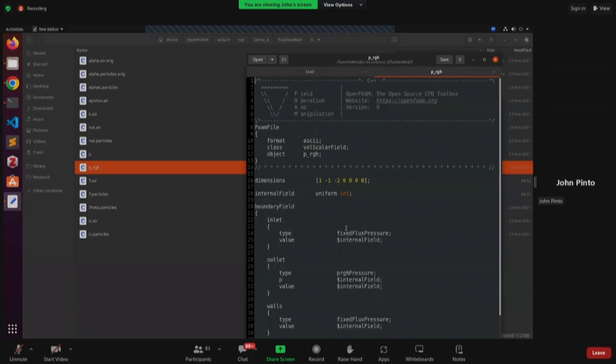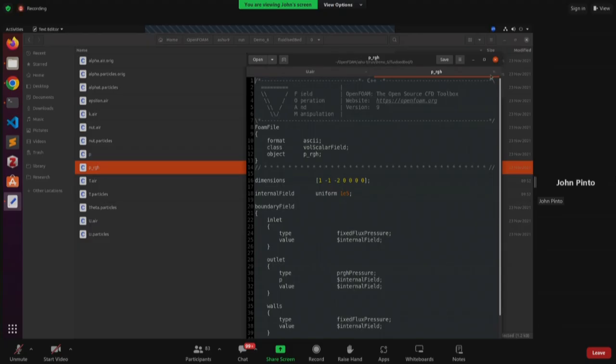So at the inlet, we have given a fixed flux pressure. That means the pressure is computed from the velocity field. And at the outlet, we are giving a PRGH pressure. Now, this fixed flux pressure also will adjust the gradients based on the body forces like gravity and surface tension. So it takes all those things into account. That's why we give the fixed flux pressure at both the walls and the inlet as well.